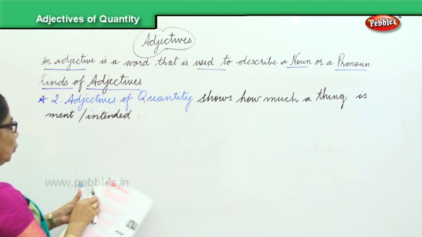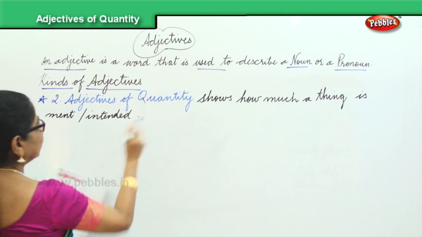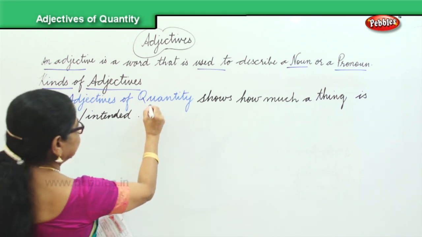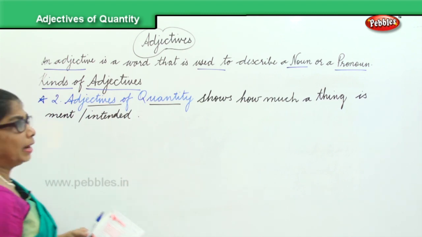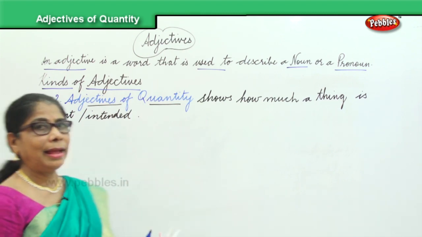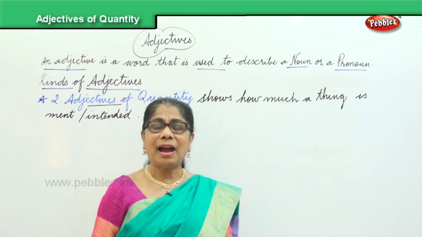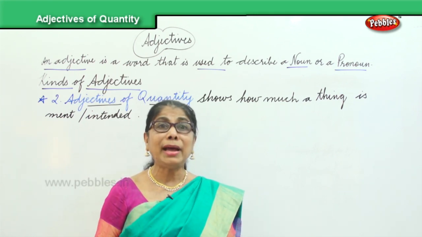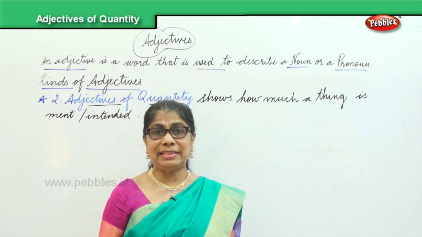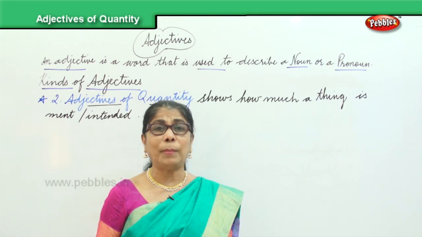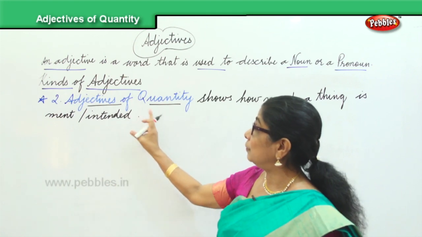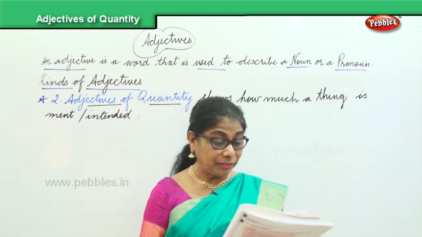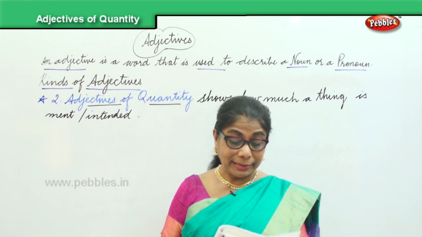Okay, so we are doing adjectives of quantity. Adjectives of quantity show how much a thing is intended, and adjectives of quantity answer the question, how much? So if the sentence answers the question, how much? Then you know that is the adjective of quantity. And I have some examples for you to understand this.